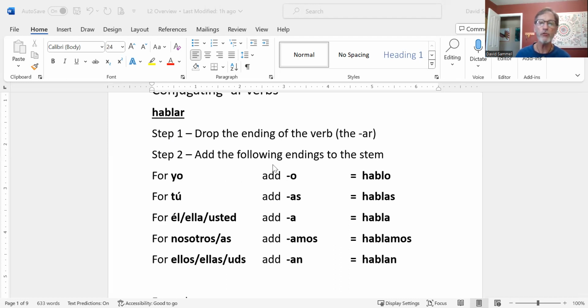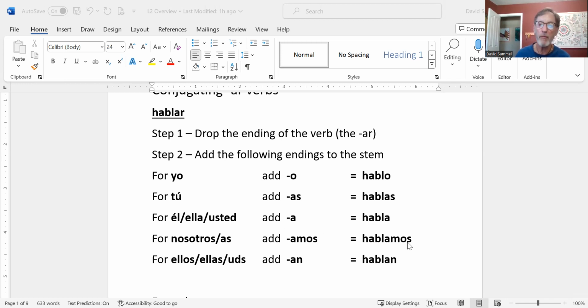So for yo, you're going to add an O, and hablo means I talk. For the tú form, you're going to drop the AR and then add an AS, and tú hablas means you talk. Él, ella, and usted, it's an A, so it's habla. So él habla, ella habla, usted habla. Usted habla means you talk. Él and ella means he and she talk, right? He or she talks. Sorry, I should say, right?